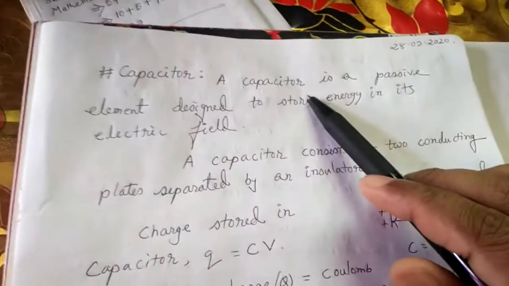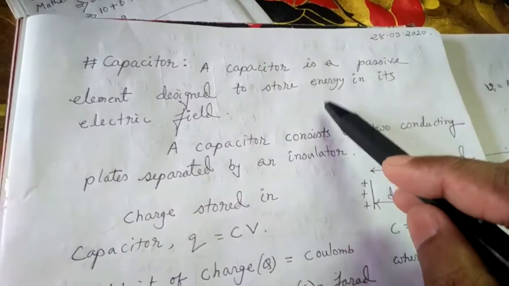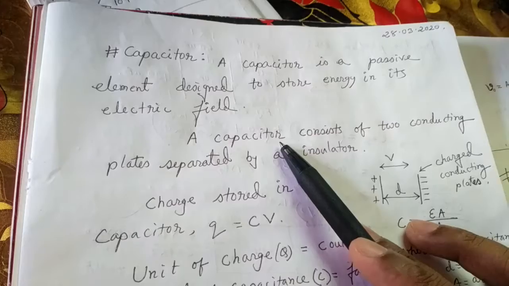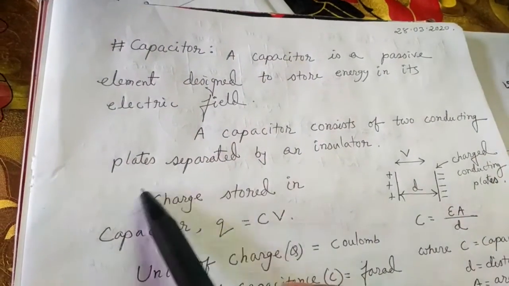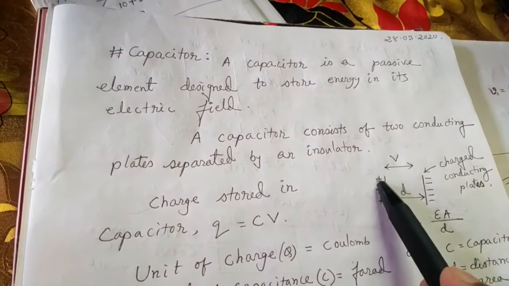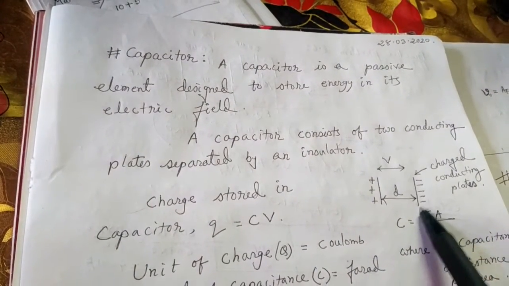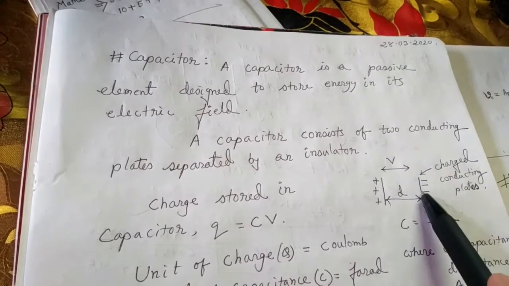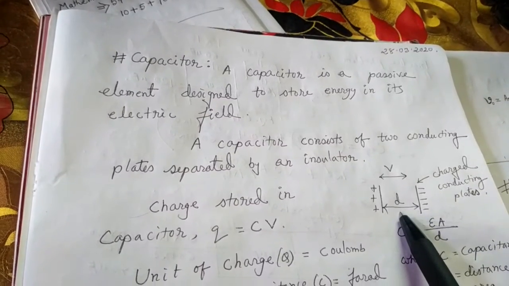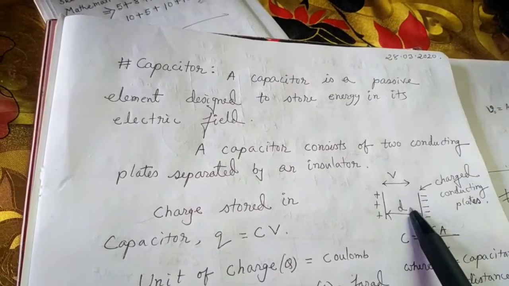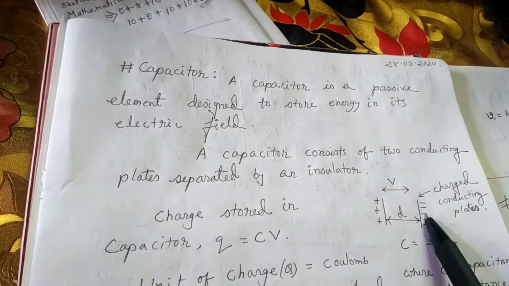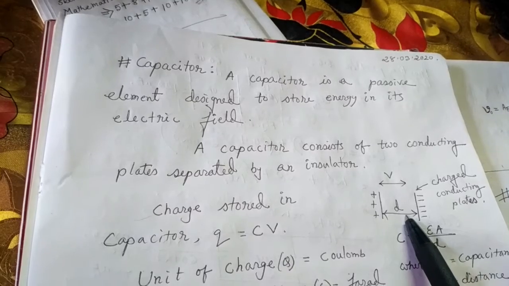A capacitor is a passive element designed to store energy in its electric field. That is the definition. A capacitor consists of two conducting plates separated by an insulator. You see here, these are the two charged conducting plates, one negatively and one positively charged. They are separated by a distance d and by insulating material. So this is the construction of a capacitor. In this way, capacitance can be grown.